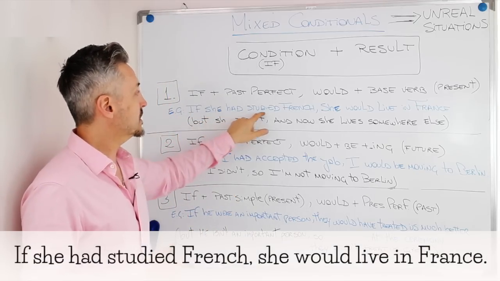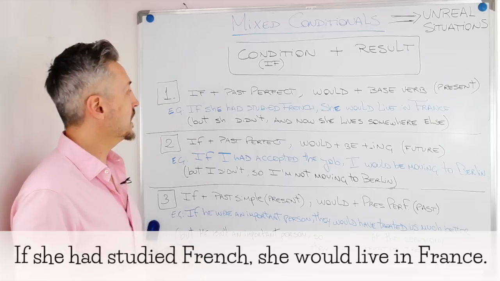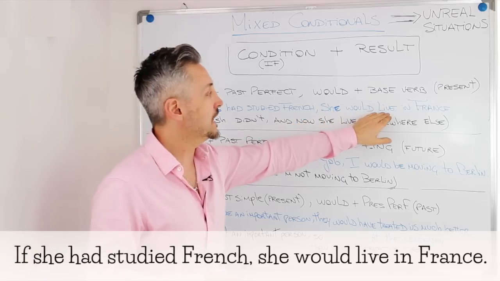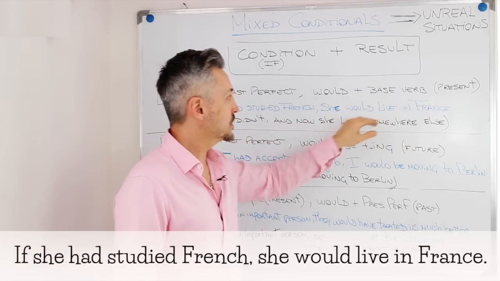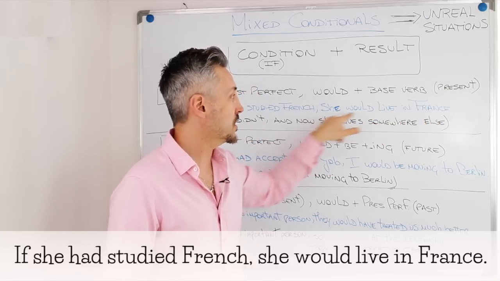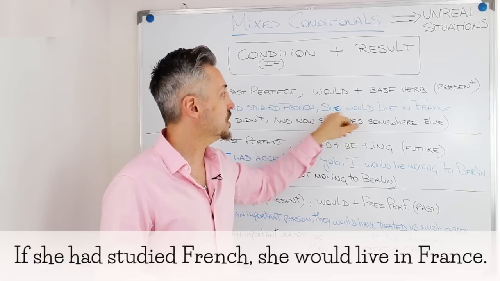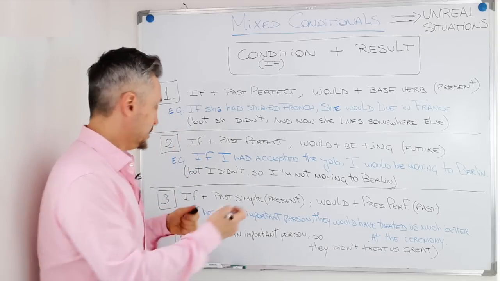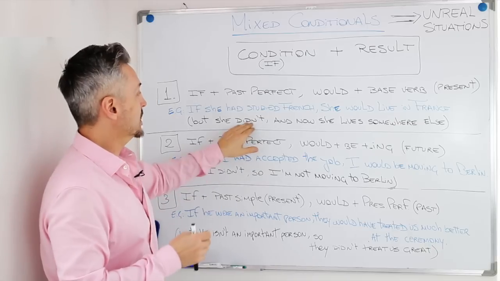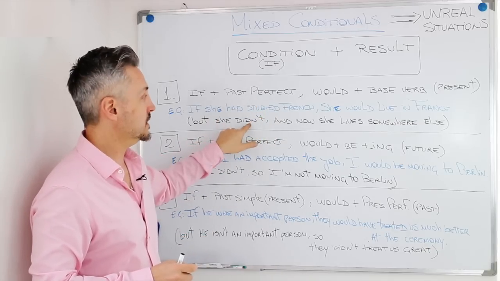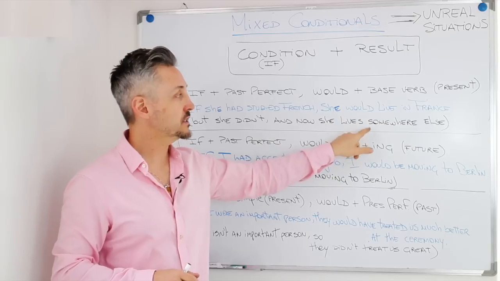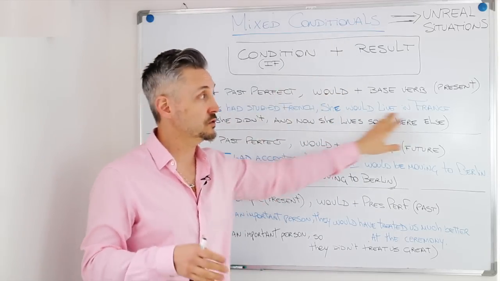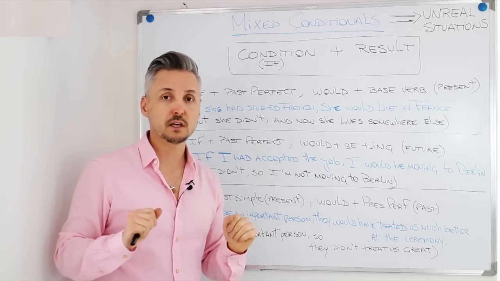If she had studied French, she would live now in France. So this is a present result. She would live in France now. But she didn't study French. So she didn't, and now she lives somewhere else. She doesn't live in France now. So this is an unreal situation. So this is the first pattern.